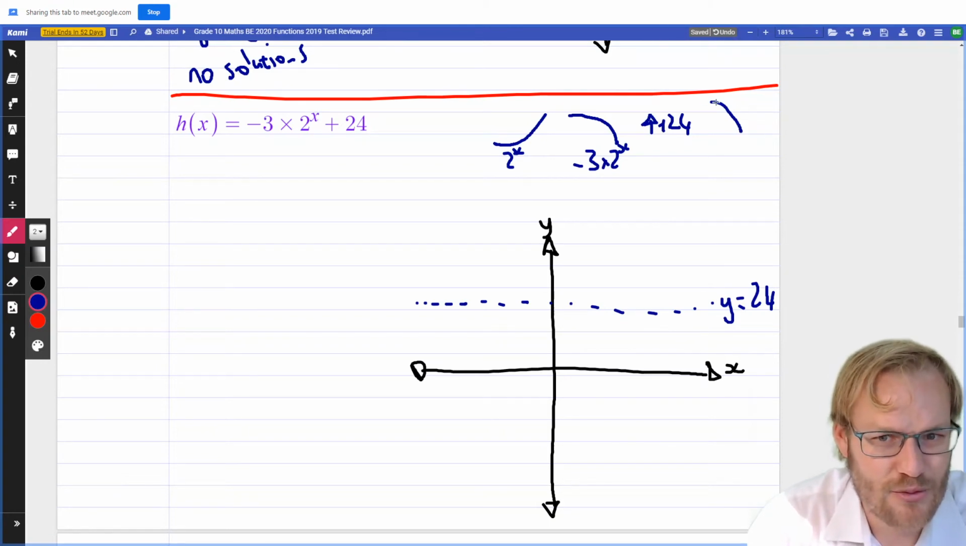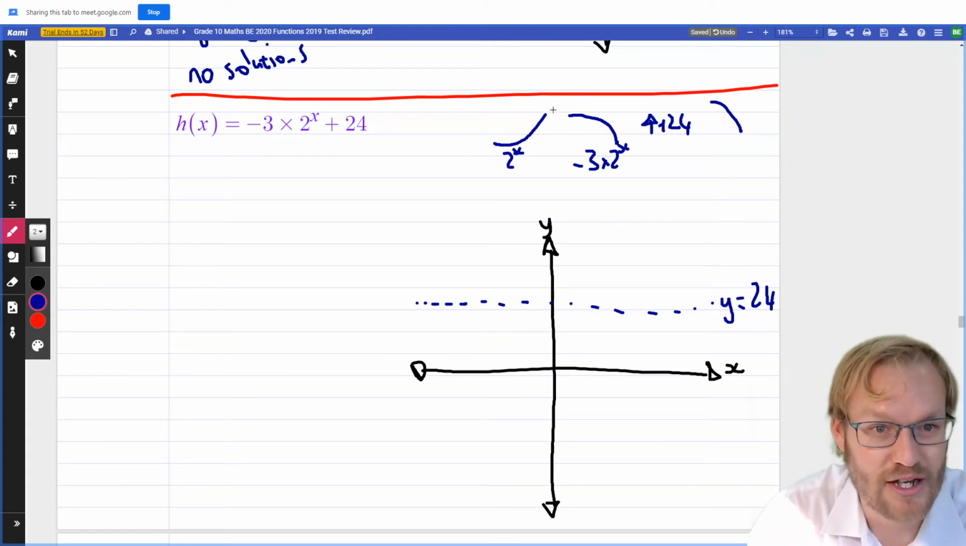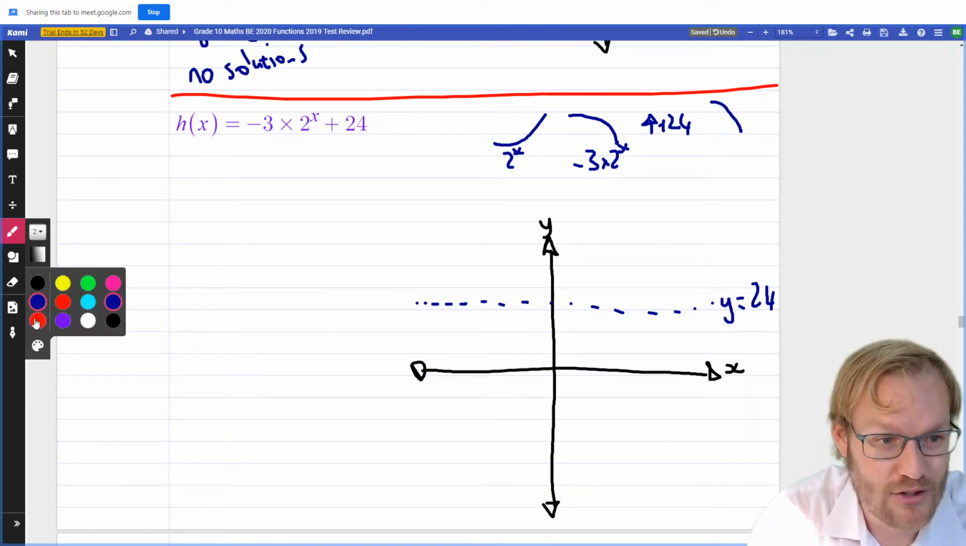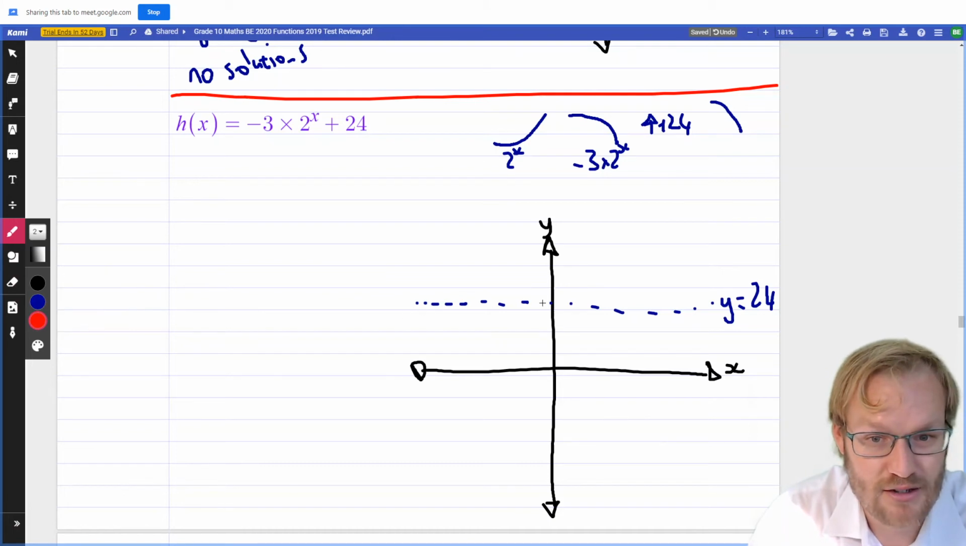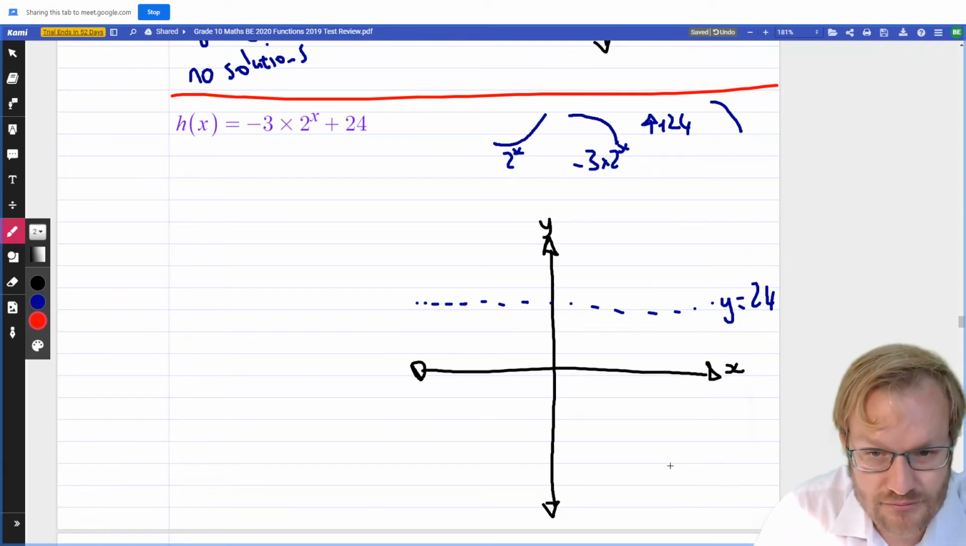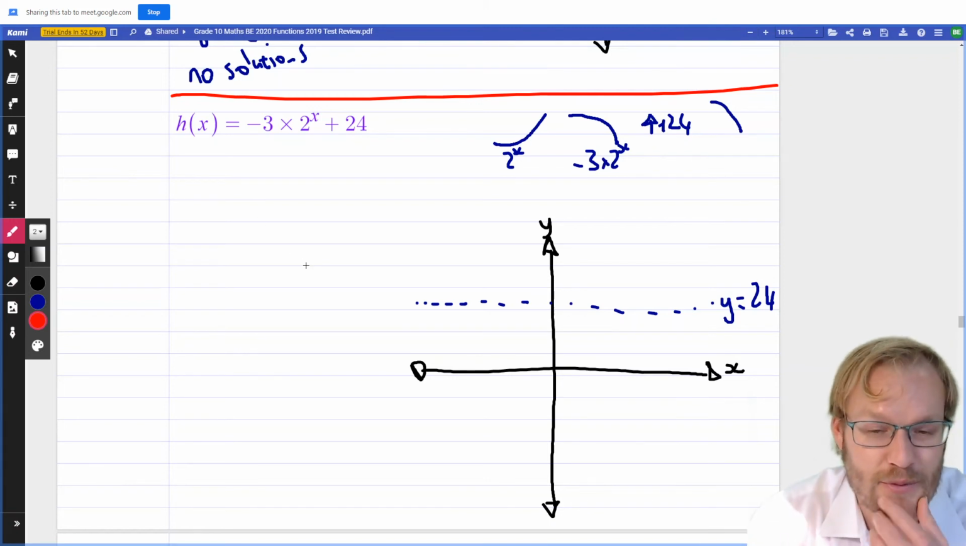I've said that I could work out from this that it's 2 to the x, which means it looks like it's going up, but it's been made negative, so it's going to have that shape. So I already have a sense that this thing is going to look like this. It's going to go down in that shape. But how are we going to know that it's definitely that?